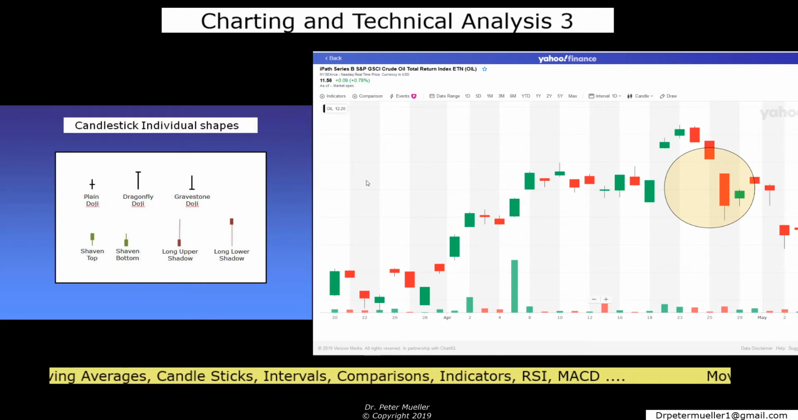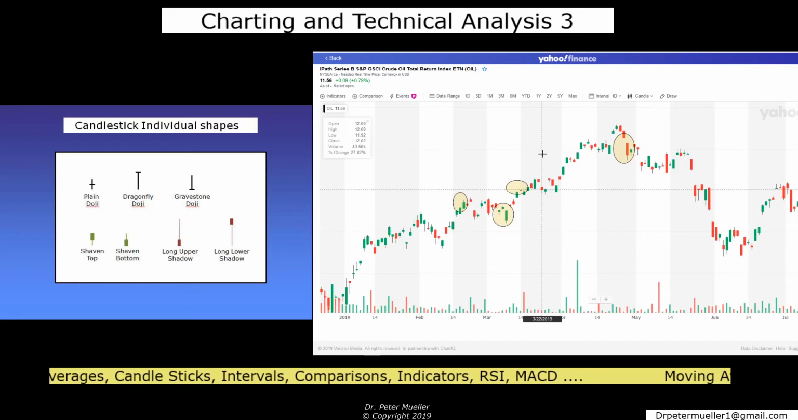Now, candlesticks are normally used by a lot of traders to make short-term trading decisions. It is a useful tool for day traders, for example. But it can also be used to make trading decisions longer term.